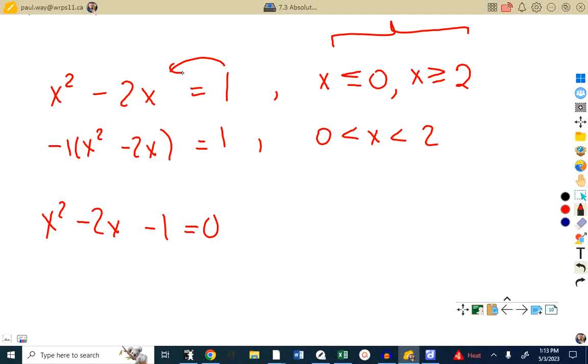Is this factorable? Are there two numbers that multiply to give negative 1 and add to give negative 2? I don't think so. If it were plus 1 at the end, it would factor into x minus 1, x minus 1. This doesn't factor. So what do we do? Do we just give up and go home? No. Because we know how to solve these equations with the quadratic formula.